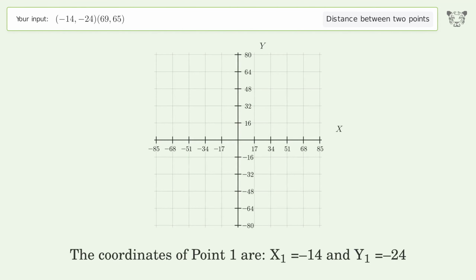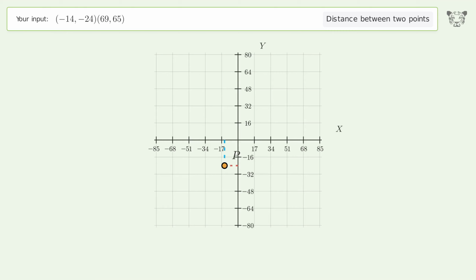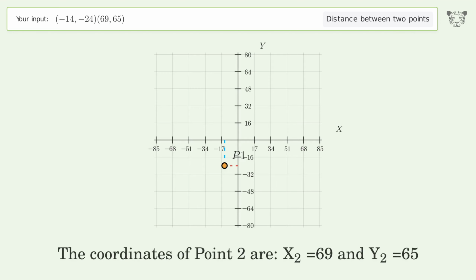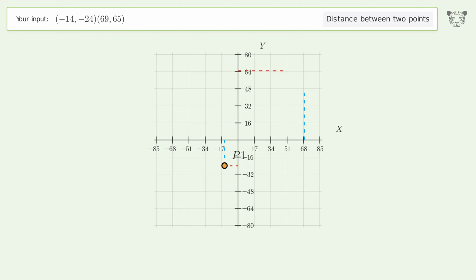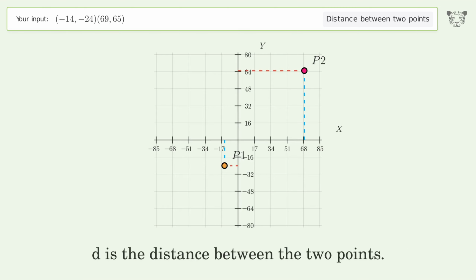The coordinates of point 1 are x1 equals -14 and y1 equals -24. The coordinates of point 2 are x2 equals 69 and y2 equals 65. D is the distance between the 2 points.